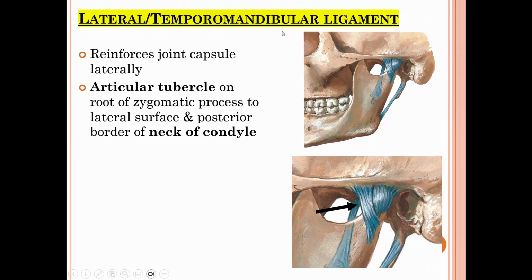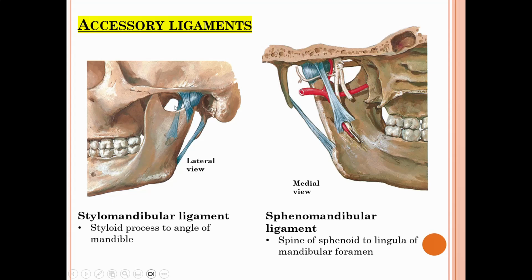Then the lateral or temporomandibular ligament. You can see here, this is the lateral or temporomandibular ligament. It reinforces the joint capsule laterally, and the articular tubercle on the root of the zygomatic process to the lateral surface and posterior border of the neck of the condyle are the attachments. I have shown you already, the articular tubercle is present on the zygomatic process of the temporal bone. So it is attached here, and from here it reaches to the lateral surface and posterior border of the neck of the condyle.